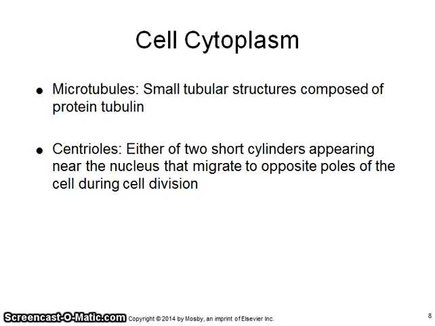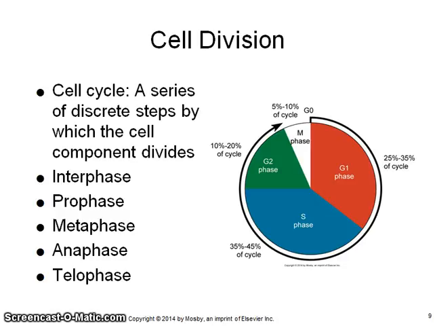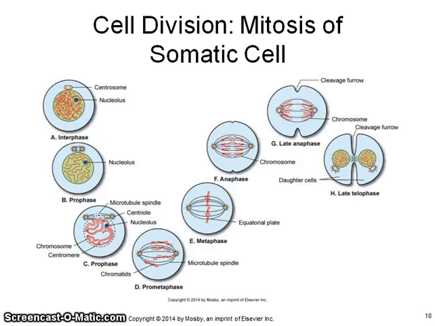Centrioles are short cylinders appearing near the nucleus that migrate to opposite poles of the cell during cell division. Microtubules probably function as structural and force-generating elements and relate to centrioles in relation to mitosis. The cell cycle is the time required for the DNA to duplicate before mitosis. Watch the posted YouTube video on the phases of mitosis for more information.